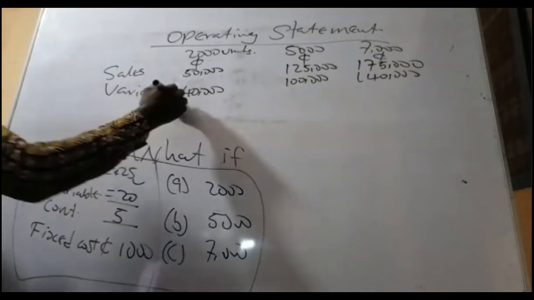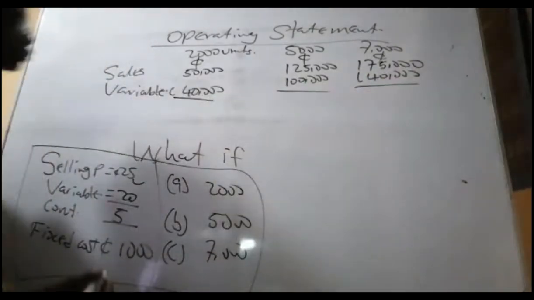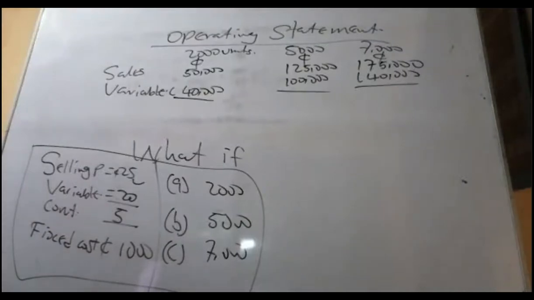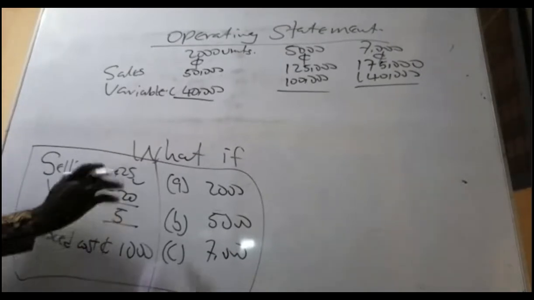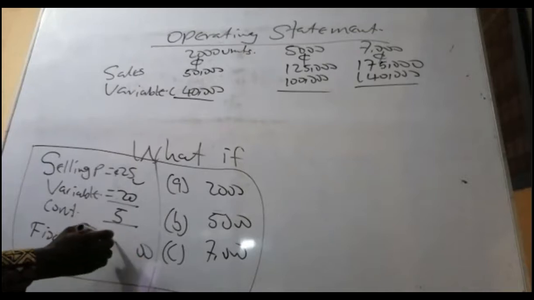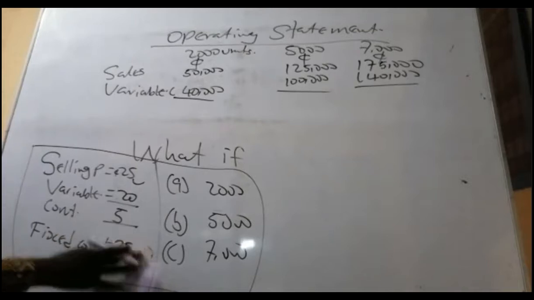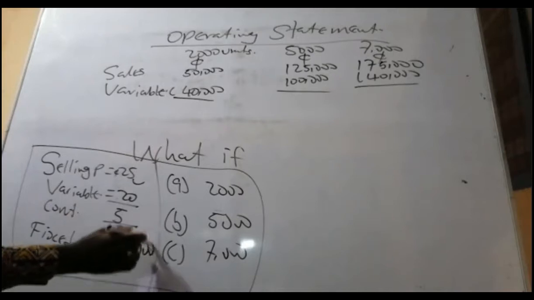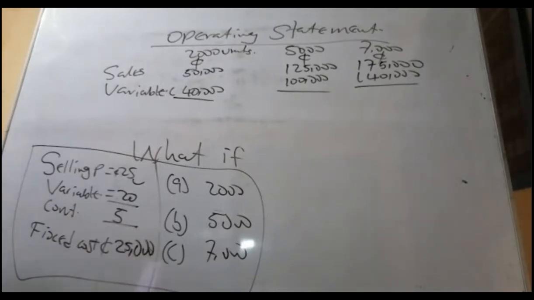Now, what will be the total contribution? Now, this will be 10,000, and this will be 25,000. Now, I'm just assuming, I just make small changes here. Let's assume that the fixed cost is 25,000. That's all. The fixed cost is 25,000. So 25,000 cedis or dollars. So that's the fixed cost.